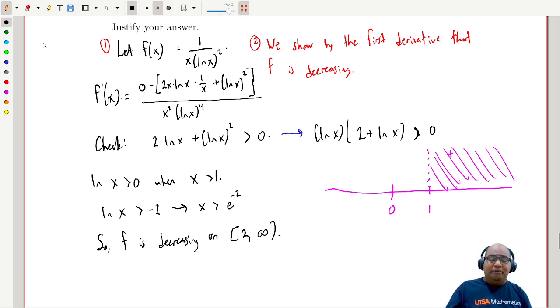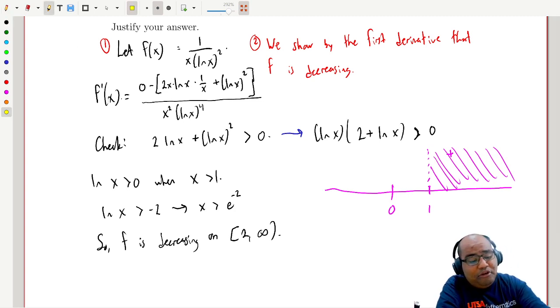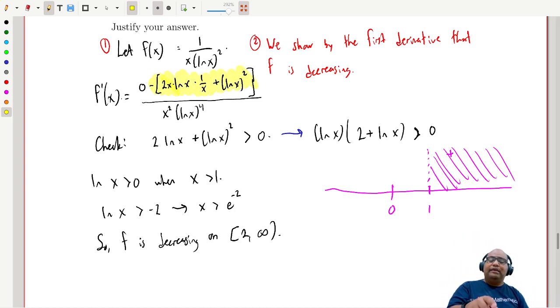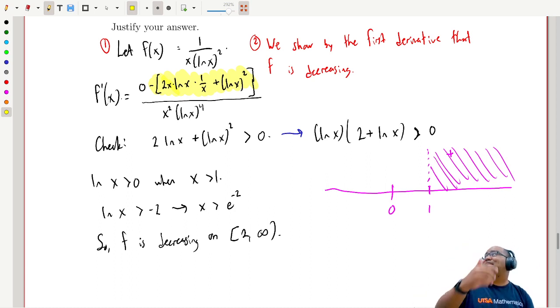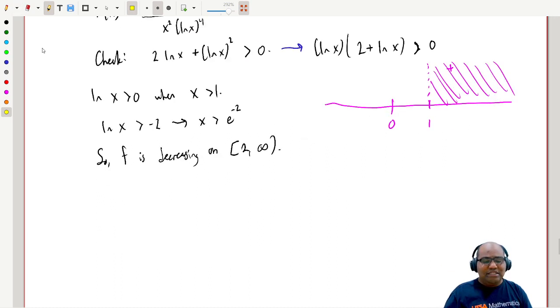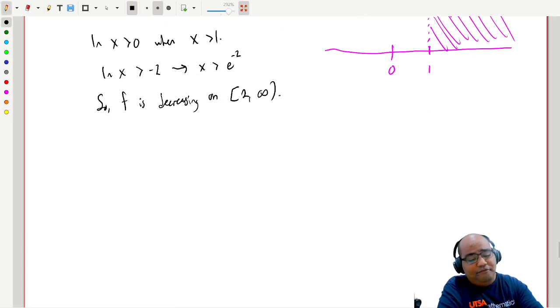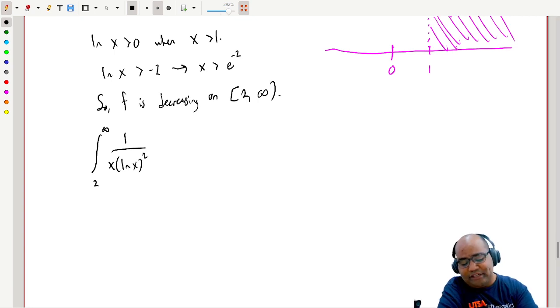Remember, we kind of did a roundabout argument here. Let me go ahead and write this back in. We wanted to ensure that this thing was negative. It was enough to check that the thing in the square brackets was positive, because then positive times a negative is a negative. So now we're going to go ahead and do the integral itself. The integral from 2 to infinity of 1 over x times the square of log x dx.